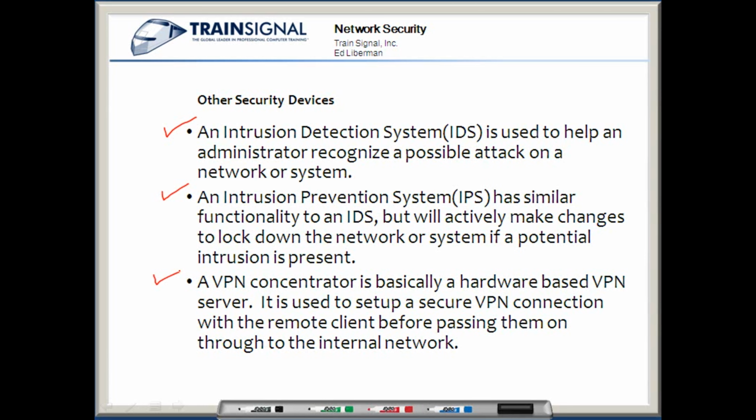Now, we're going to talk more about VPN here in just a moment. But understand that a VPN concentrator is a piece of hardware. It's a hardware-based VPN solution.